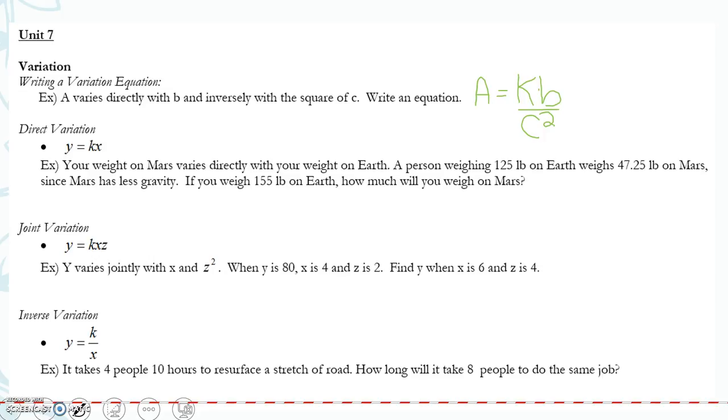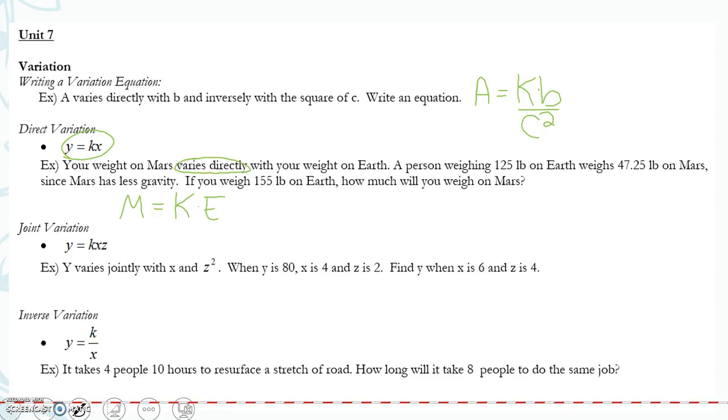Alright, the first type of variation is direct variation. The general formula is y equals kx, but those variables may change depending on what variables the problem uses. In the example, your weight on Mars varies directly with your weight on Earth. So when it comes to word problems, what you want to do is find the varies part first. So varies directly is right there. Then you need to make up a variable for what's mentioned before the varies part. So your weight on Mars, I'm going to use m for Mars. So that's what it equals to, because that's the first thing mentioned. It says varies directly, so it's k times. And then you make up a variable for the thing after the varies. So with your weight on Earth, I'm going to use E for Earth.